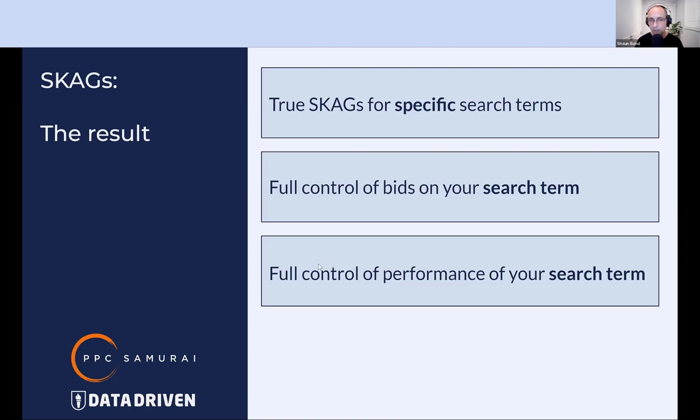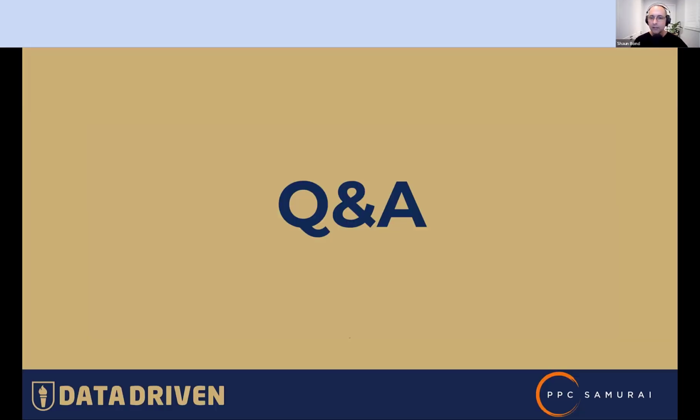And if your competitors are doing smart bidding, they very well may outbid you. So that's it for single keyword ad groups. Happy to take any questions on that particular component at this point.